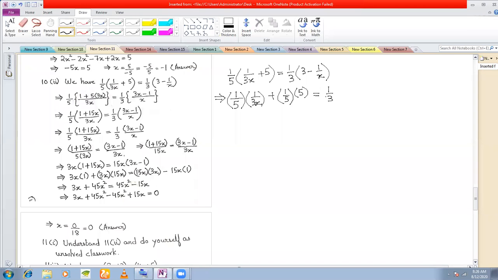So 1 by 3 into 3 minus 1 by 3 into 1 by x. Okay. Now I'll multiply. I'll get 1 by 15x, and this 5 and this 5 will cancel here. So you get plus 1 is equal to, again on the right hand side, these two 3's will cancel. So you get a plus 1 minus 1 by 3x.